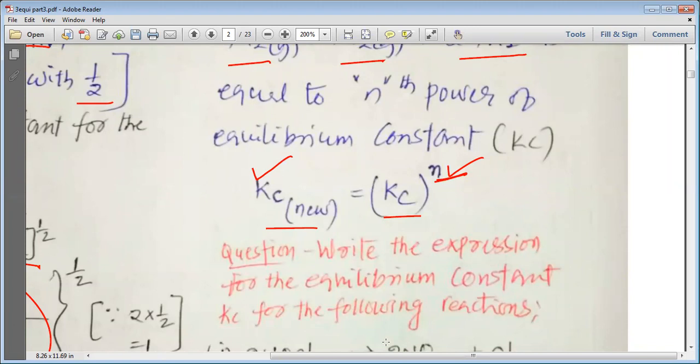So I hope, my dear students, this is understood by you. If there is something which you could not understand, you can ask me.